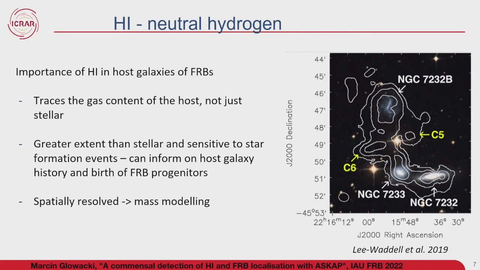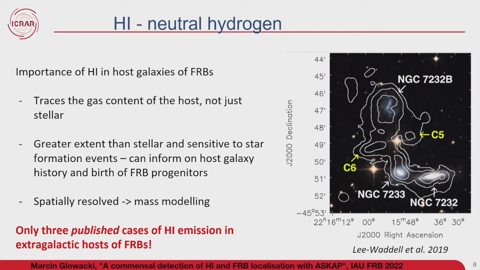Furthermore, if you have, say, spatially resolved HI, then you can do mass modeling, such as through the rotation curve to get a dark matter halo, and that will be interesting for probing the material that the FRB signal is traveling through to reach us. However, the number of localizations is still limited, and even more so in cases of FRB host galaxies with HI emission. There are only, to my knowledge, 3 published cases so far of extragalactic hosts, not including, of course, our own Milky Way.